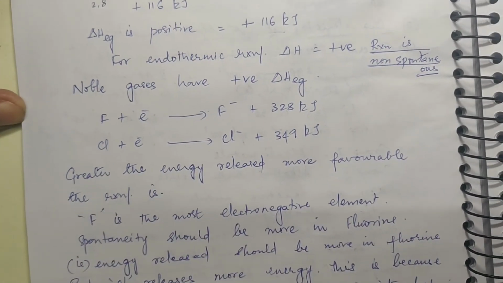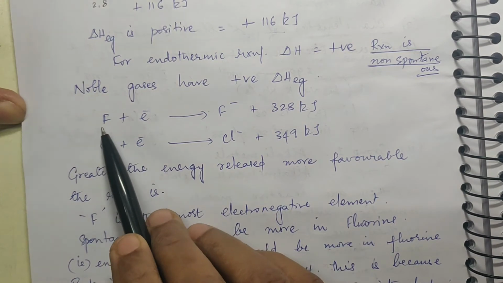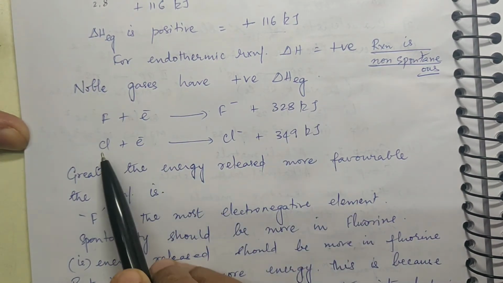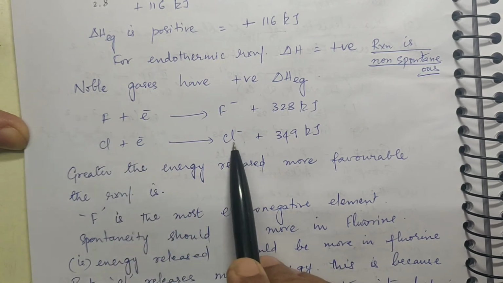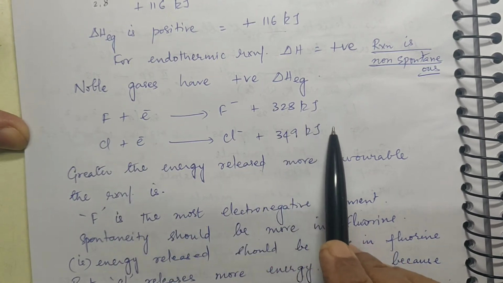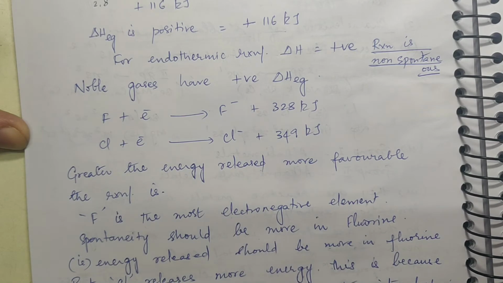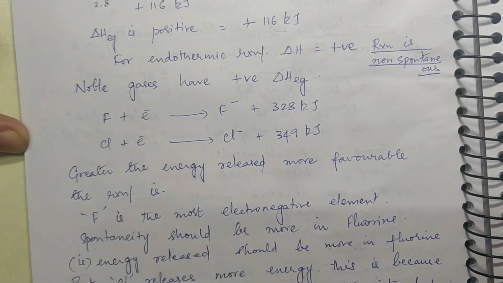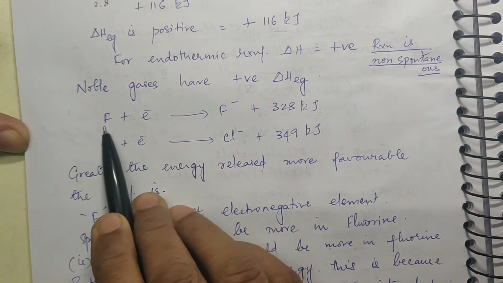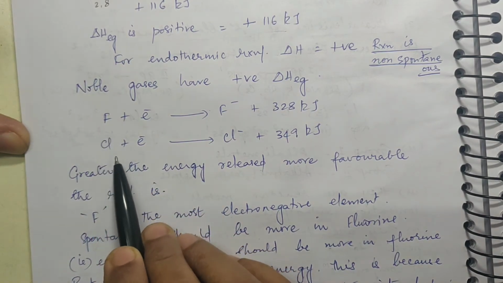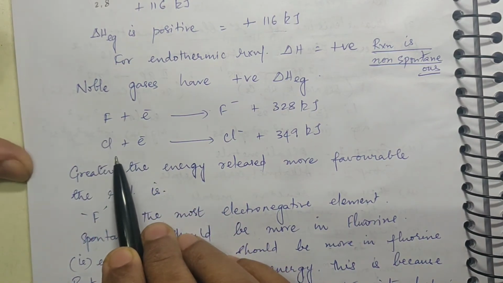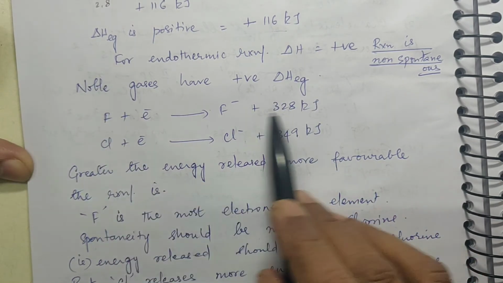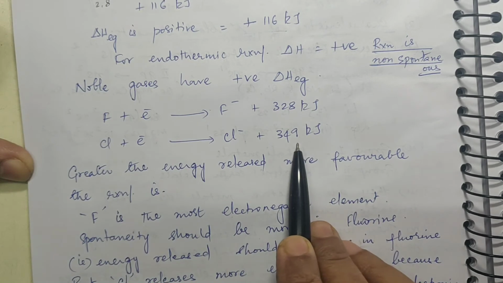Okay, now F is gaining an electron to become F minus and it is releasing 328 kilojoule of energy, and Cl is also gaining an electron to become Cl minus and that is releasing 349 kilojoule of energy. Now you know very well that fluorine is much more electronegative than chlorine. So the spontaneity of fluorine is expected to be much more than that of chlorine. This is what you expect. But the amount of energy released in the case of fluorine is less than that of chlorine.